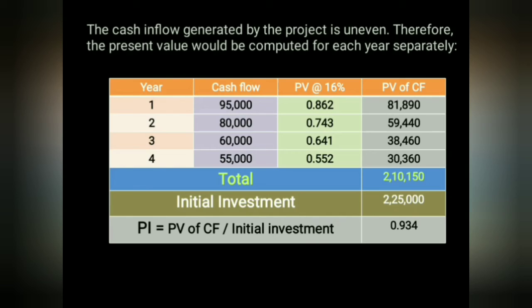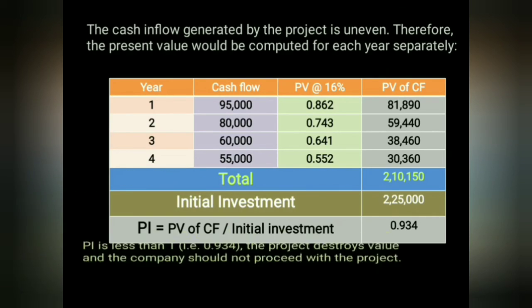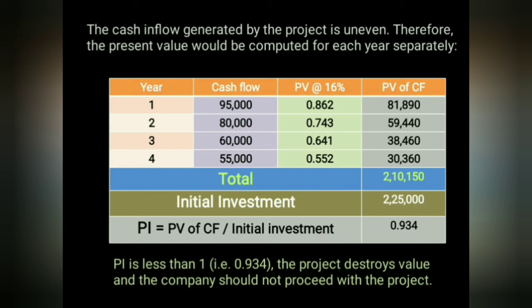The initial investment, as given in the problem, is 2,25,000, and we have the formula: profitability index equals present value of cash flows divided by initial investment. By dividing these two, we got 0.934. So according to the acceptance and rejection rule, we will accept or reject. PI is less than 1. So the project destroys value and the company should not proceed with that project. It is rejecting the project based on the PI value at the rate of 16% for these cash flows.